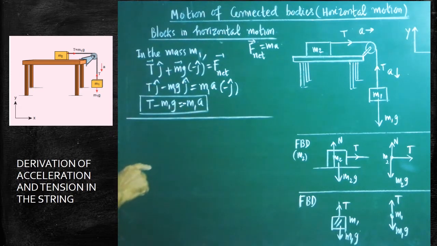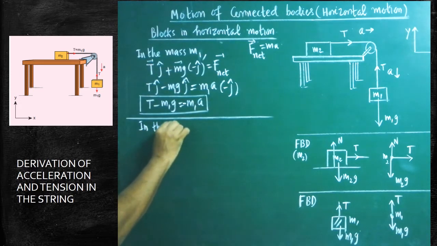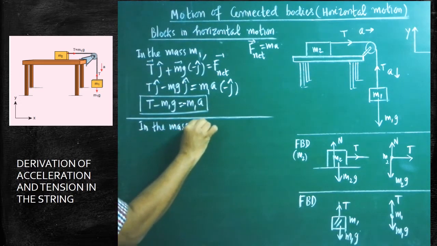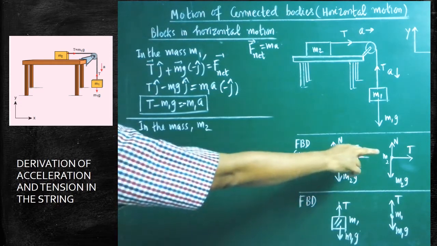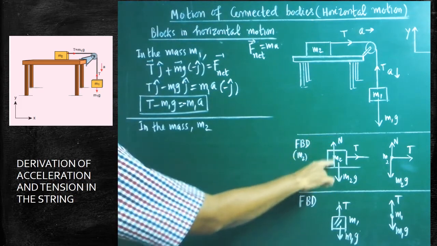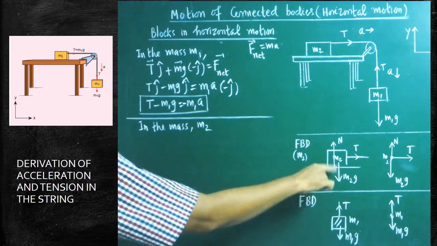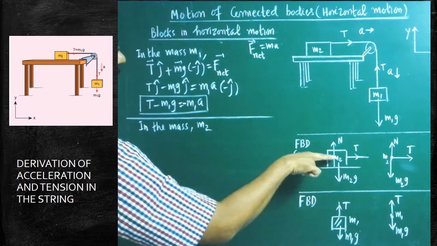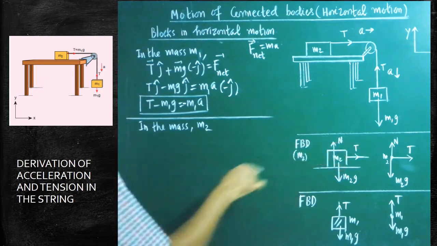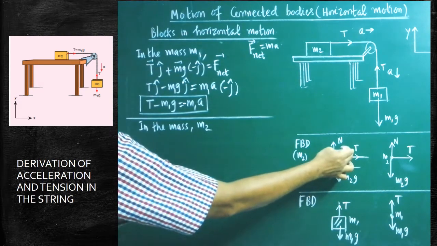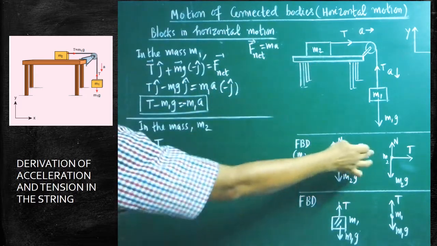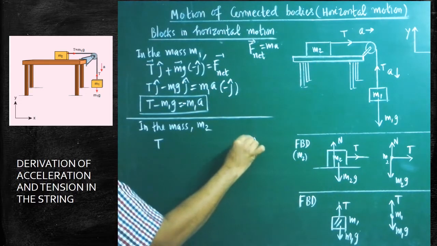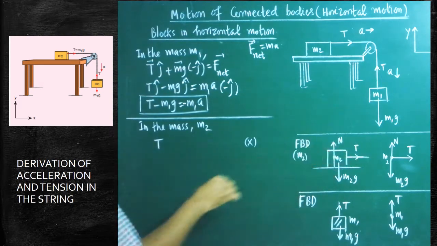Now we are going to derive the expressions for mass M2, the same kind of expression. Let us concentrate only on mass M2. Look at the forces. Here the normal force is acting in the upward direction and M2g is acting in the downward direction. First let us see the forces which are acting only along the x direction. Which force is acting? Tension is acting. First we will concentrate on the x axis alone.